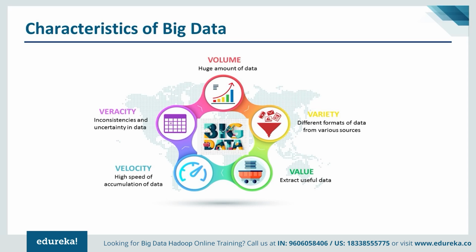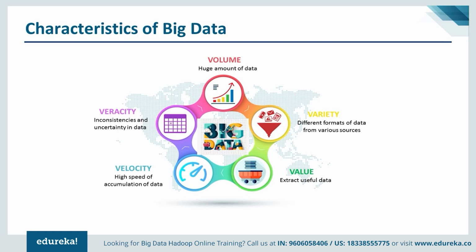Now moving on to the next characteristic, which is variety. Variety is nothing but the different formats of data coming in from various sources. So big data has 3 different formats. One is structured, other is semi-structured, and then unstructured. So what is structured data? Structured data is basically in the form of relational databases, which comes in the form of tables, which have rows and columns. Coming to unstructured data. Unstructured data is in the form of audio files, video files, images, etc. Now coming to semi-structured data. Semi-structured data is in the form of JSON and XML files. So these were the basic formats of data.